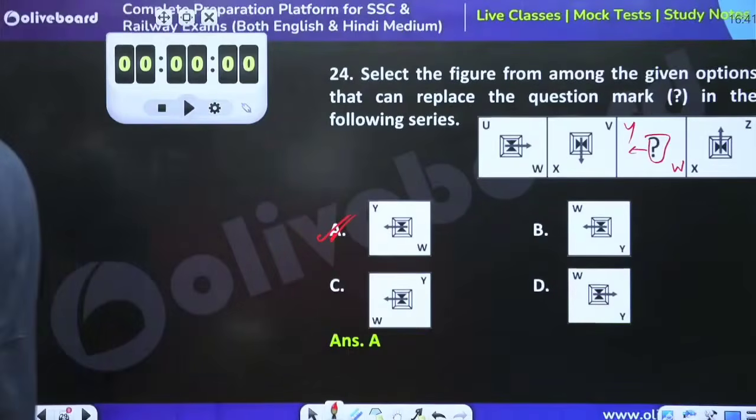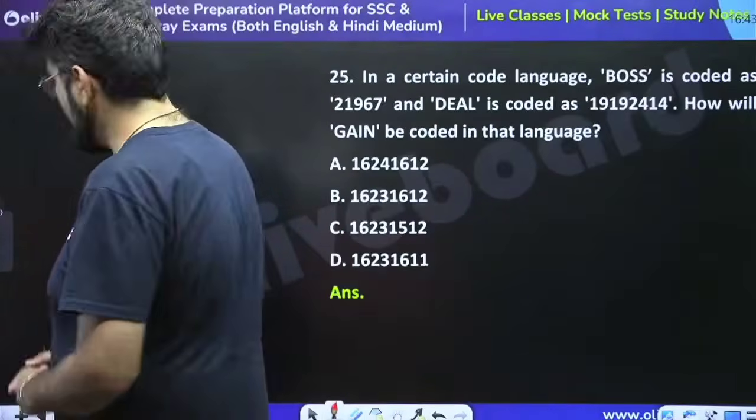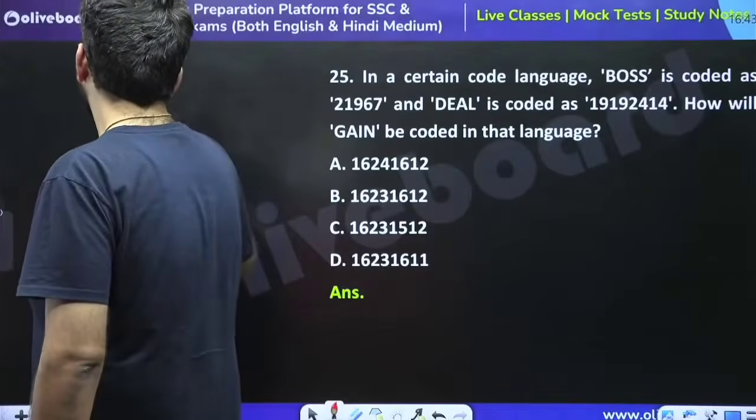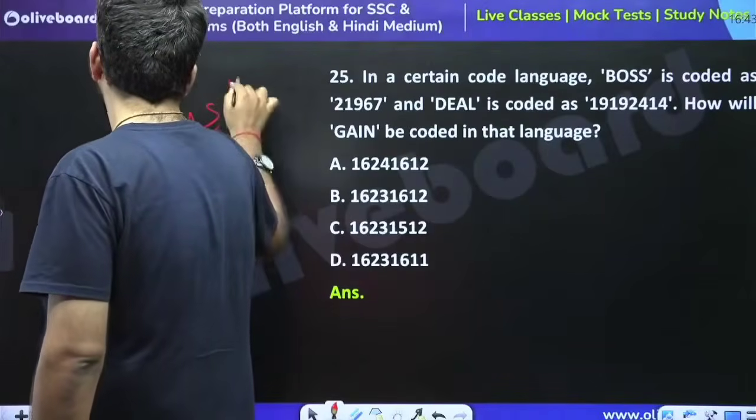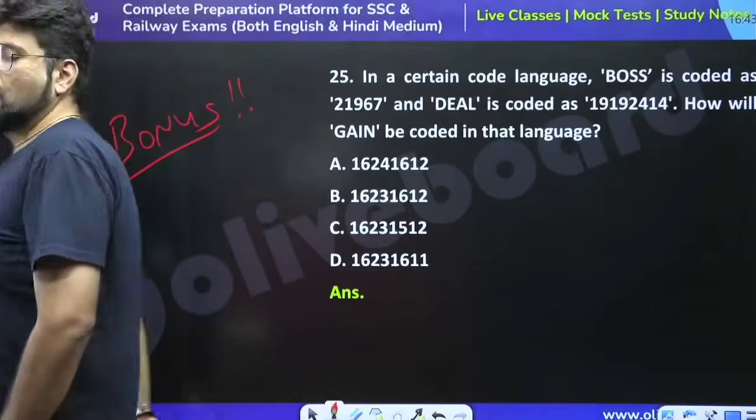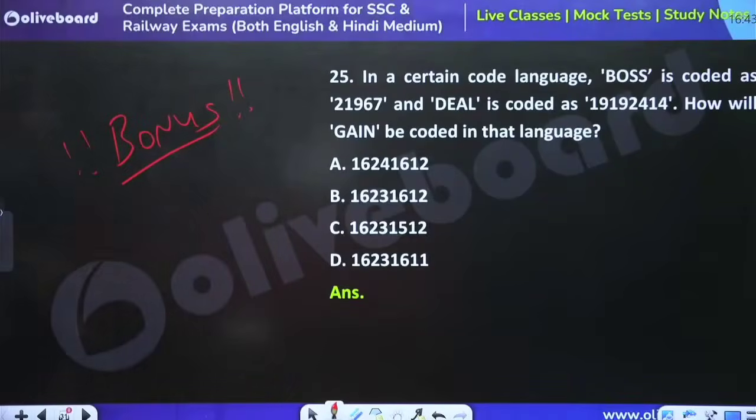Okay. The last question we'll take as a bonus question. I would like you to take this down, take a screenshot and put the answer in the chat box. I will myself like the answer and comment about it. Okay. Take a screenshot and answer in the chat box.